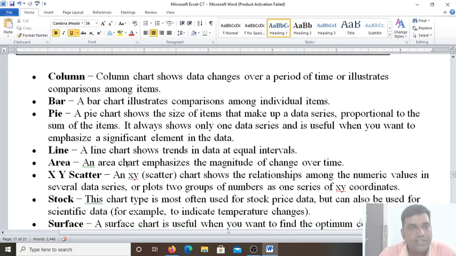Okay, next is the pie chart. A pie chart shows the size of items that make up the data series proportional to the sum of the items. It always shows only one data series and is useful when you want to emphasize a significant element in the data.